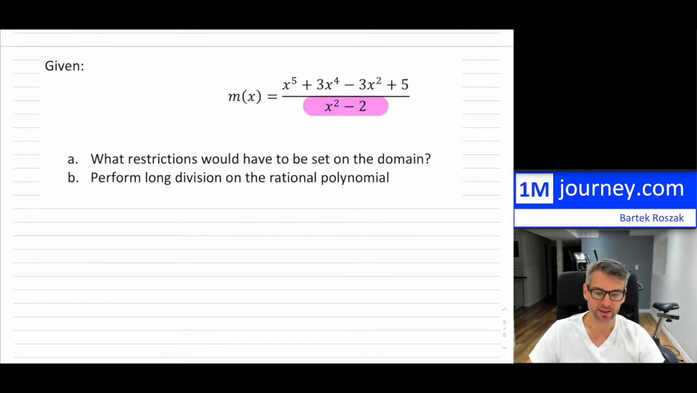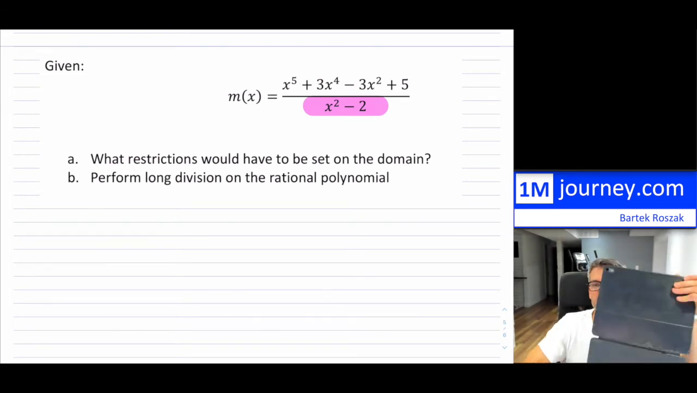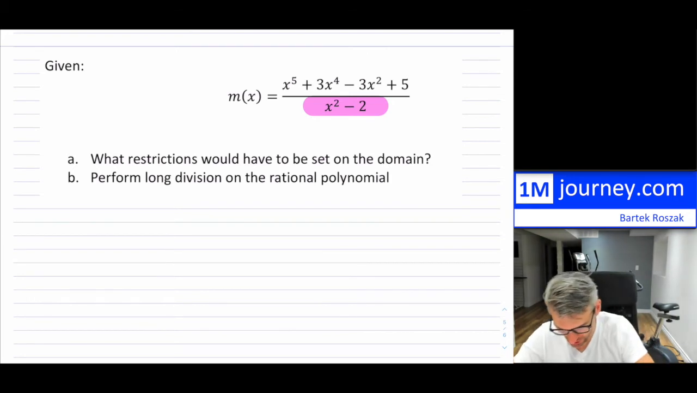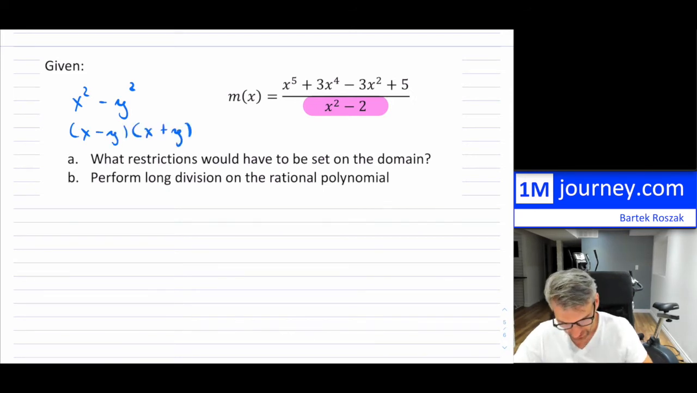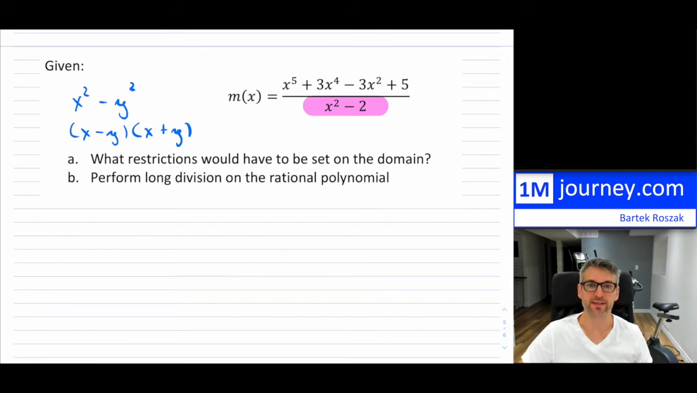Now, luckily, this is just a quadratic, right? x squared minus 2. And in fact, it's a difference of squares. So you should recall that difference of squares has this form, and then you can factor it in this form like that, where our y in this case is, I guess, the square root of 2.